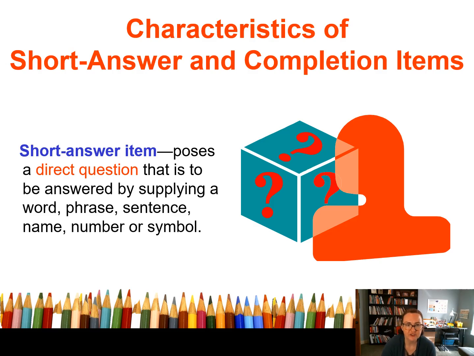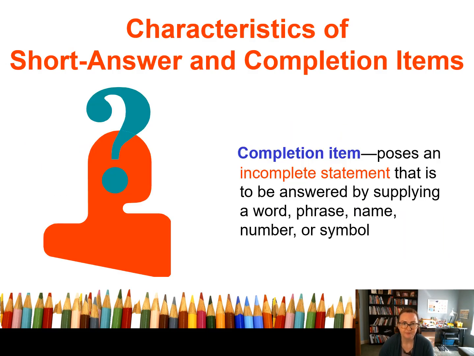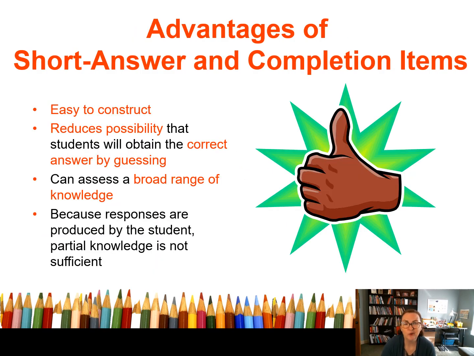So short answer and completion items. Short answer is when there's a direct question that they supply an answer in a word, phrase, sentence, name, number, or symbol. A completion item is one where there's an incomplete statement and that can be answered by supplying a word, phrase, name, number, or symbol. They're relatively easy to construct. It reduces the possibility that students get the right answer by guessing, and it can assess a broad range of knowledge. Because the responses are produced by the student, partial knowledge is not sufficient. You have to actually know the answer to get it right.